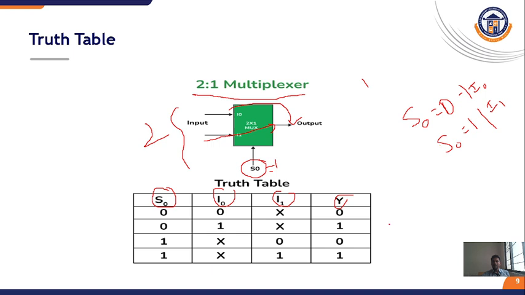So we can write it as a Boolean expression. There will be only one output. So S0 bar I0 plus S0 I1, this is equal to the output Y.